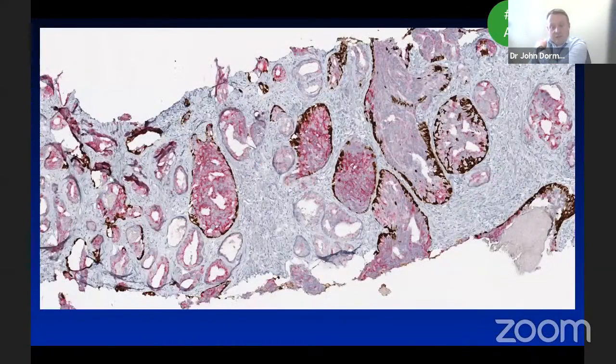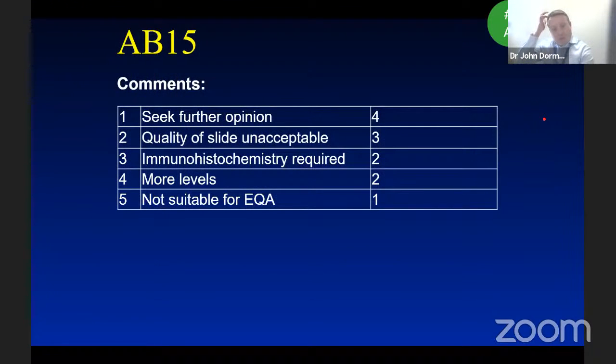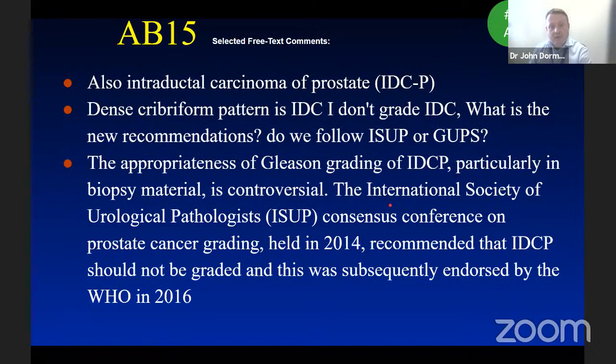This is the nicely staining triple stain, which shows these expanded glands do stain quite strongly with AMACR, again cytoplasmically towards the lumen. And they have a fairly continuous basal cell layer. Some of them are a bit more discontinuous. And then there are these glands intermingled that don't have any basal cells at all. And staying with AMACR, there's a nice cribriform gland over there that shows that. So very few comments on this. Not suitable for the EQA for one person, so that's fine.